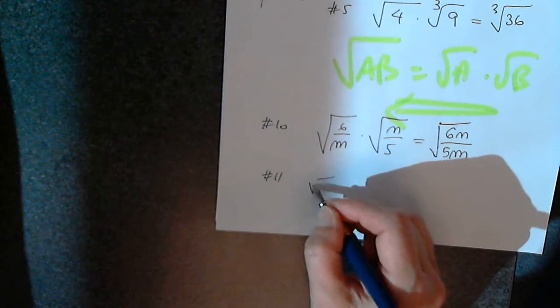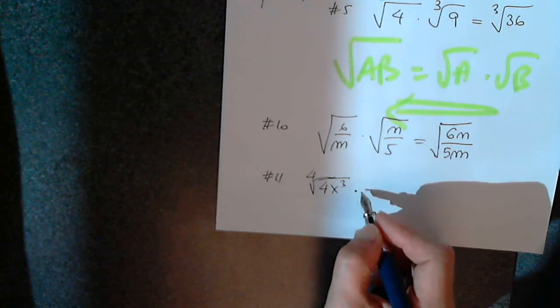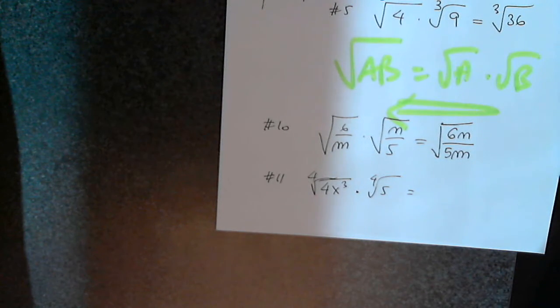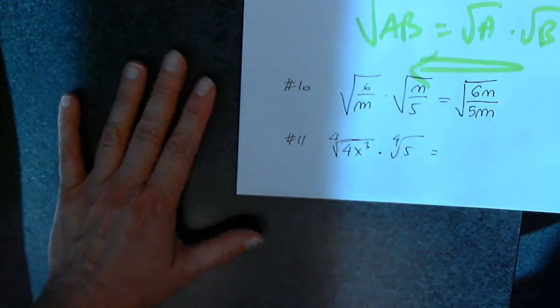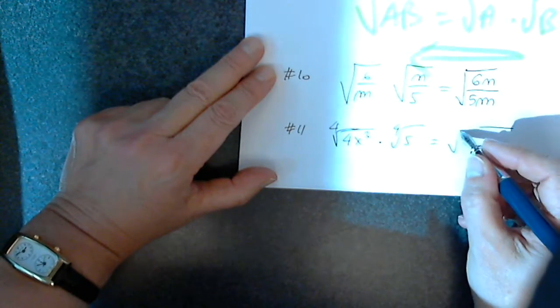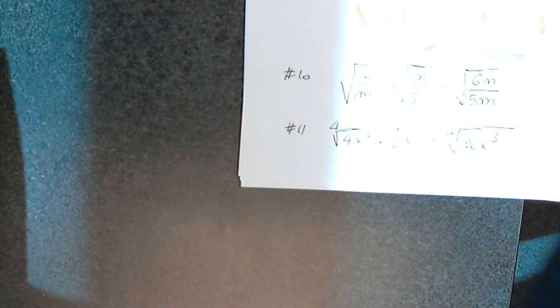The fourth root of 4x to the third multiplied by the fourth root of 5. It says use the product rule. Of course, we will assume that all variables now are positive. Since they have the same index, I'll copy the radical. And then what do I write? 20. Very good. So 20x to the third. So not difficult at all.